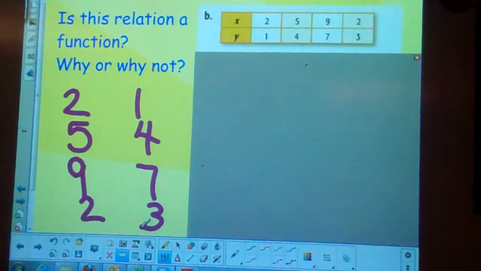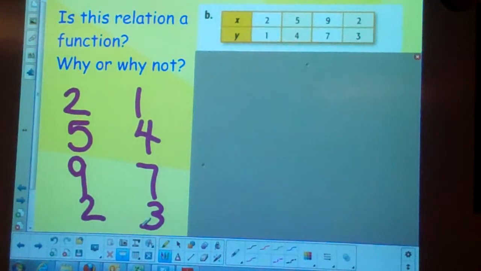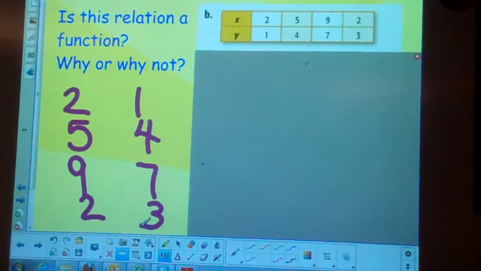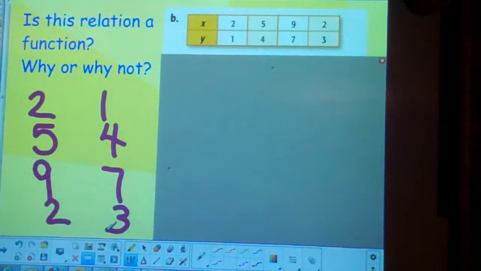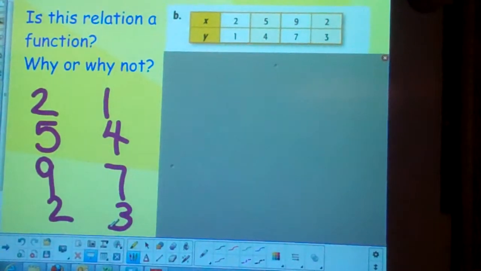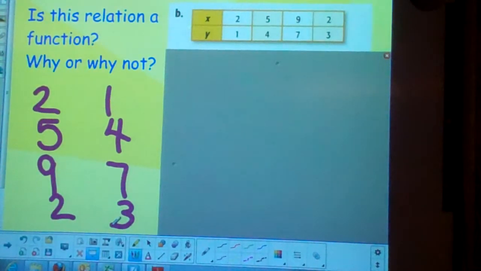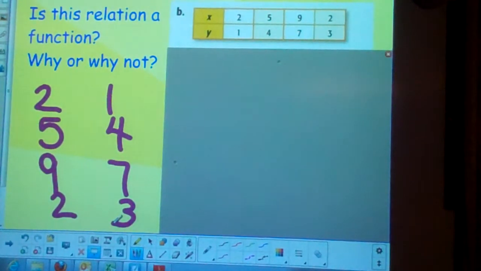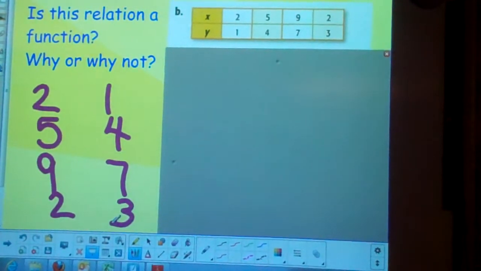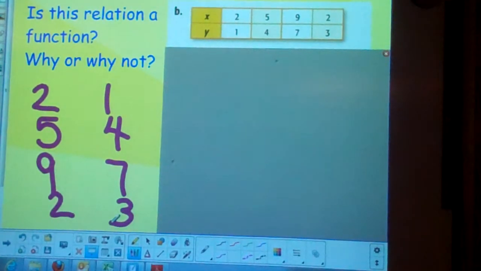Is there exactly one output for every input? Raise your hand if you say no. Raise your hand if you say yes. Okay, those of you that said yes, why did you say yes? Because each of them has one output. So for every input, there's only one output. Okay, what about those of you that said no?